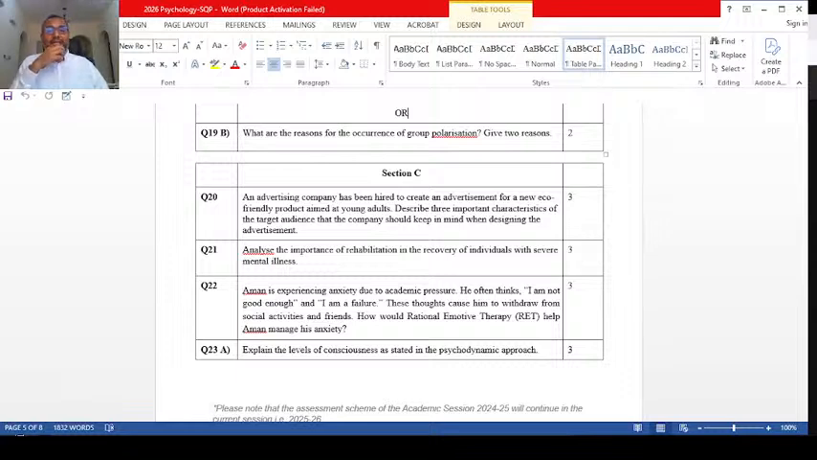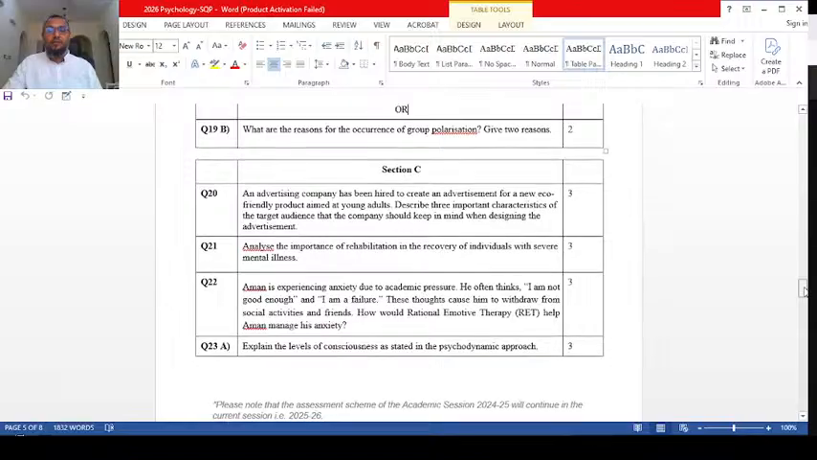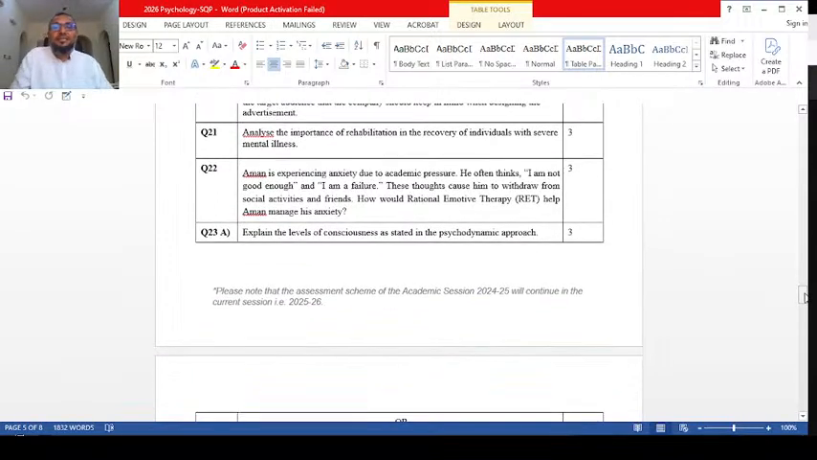Now, Aman is experiencing anxiety due to academic pressure. He often thinks, I am not good enough, I am a failure. These thoughts cause him to withdraw from social activities. So here it is RET, rational emotive therapy: antecedent events, irrational beliefs and consequences analysis you need to do. He is having academic pressure, I am not good enough, I am a failure. Repeated occurrence of negative thoughts is resulting. So here you need to make the person overcome this. The main motive of this therapy is to replace the irrational thoughts with rational ones.